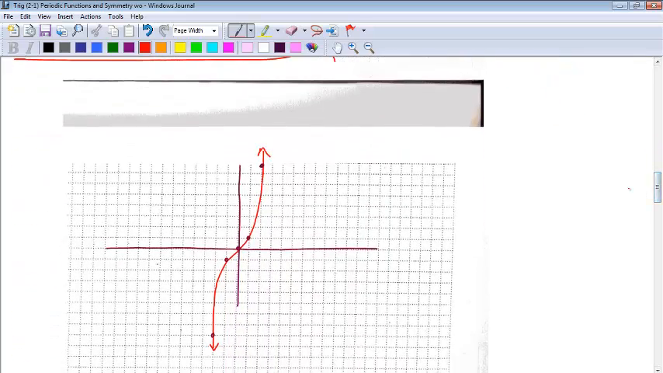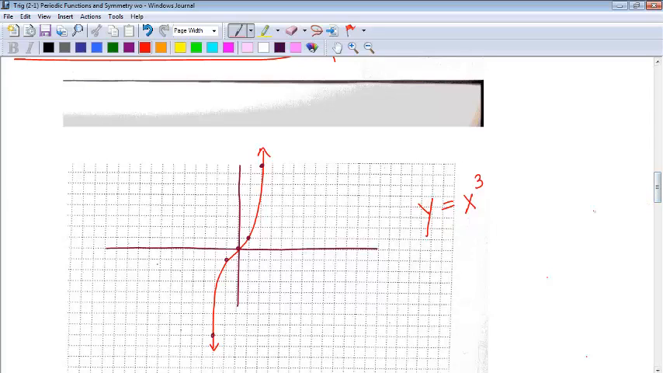Okay, this would be another one. This is one you should recognize from Algebra 2. y equals x cubed. Same thing. If you put your point here, put a pin here, and rotate that, you would end up with exactly the same graph. So that one is symmetric with respect to the origin. Okay? Just do a little sketch. Symmetric with respect to the origin.